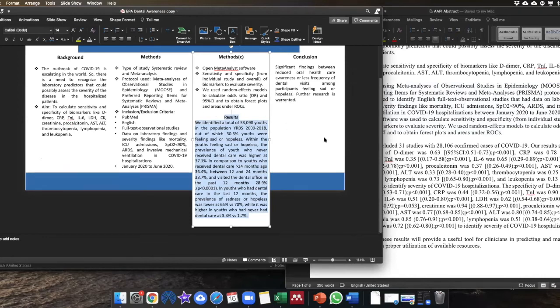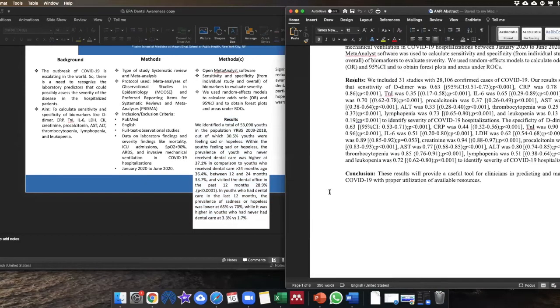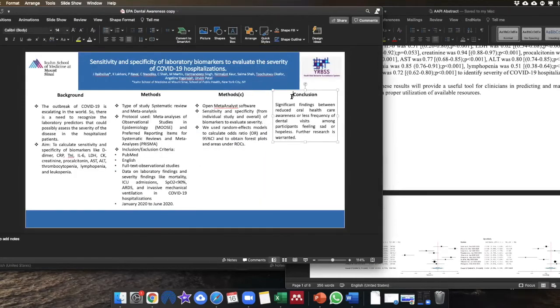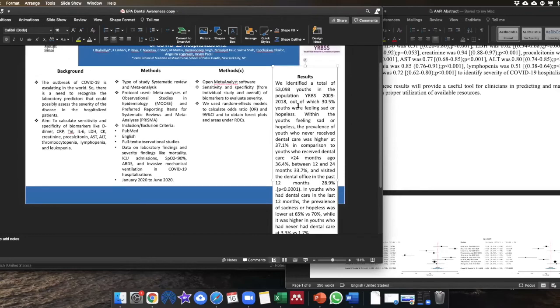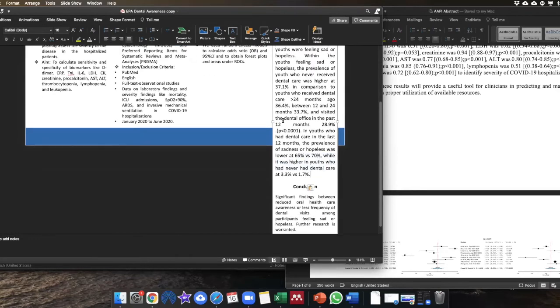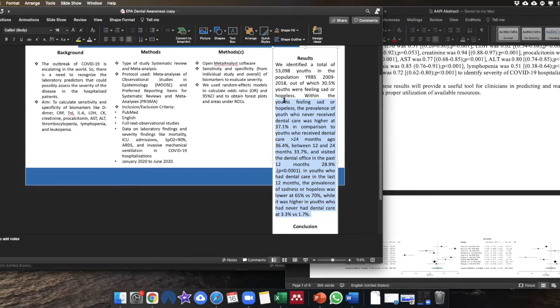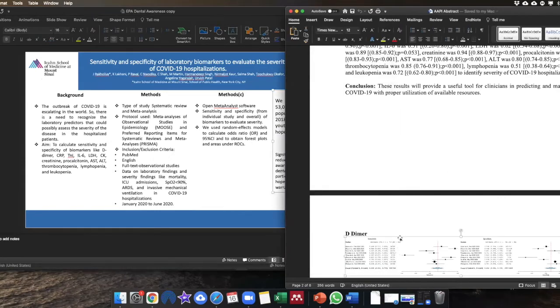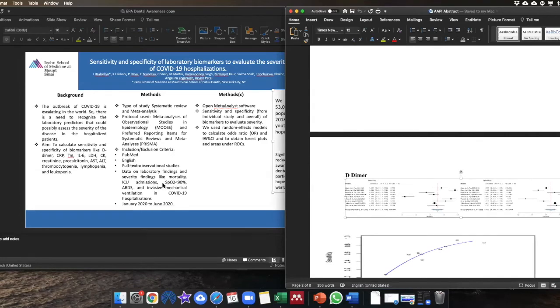Let's say if I'm finishing here everything, and I'm keeping the results, let's say results and conclusion here empty, for example. Now I want to put some of the pictures too. I want to put some of the pictures as well.